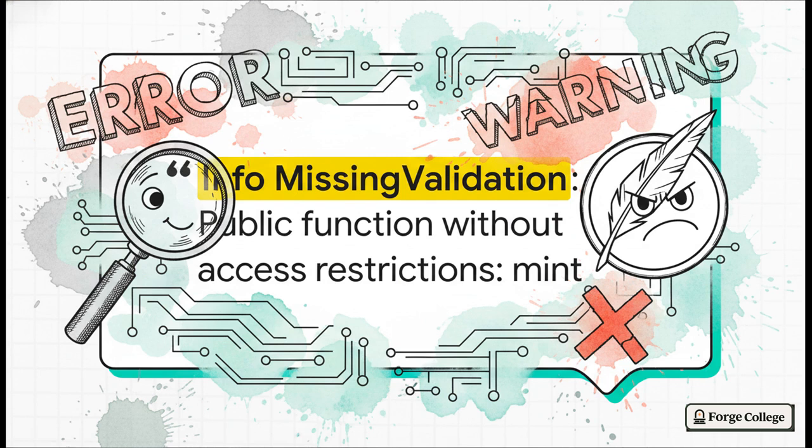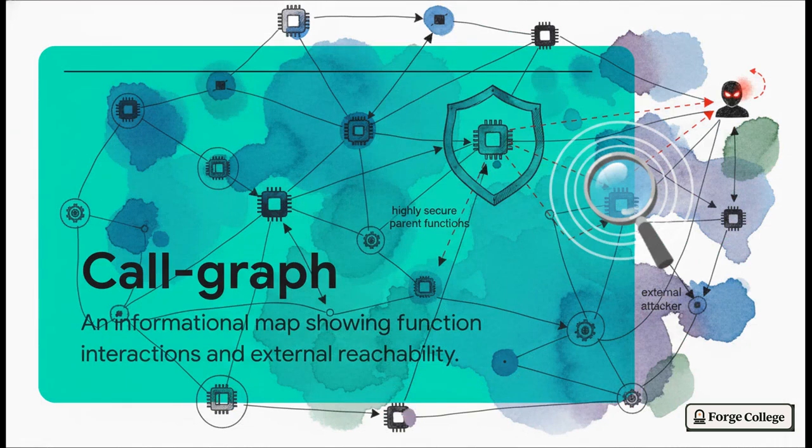So we have to take that line number, go back to our source code, and investigate for ourselves. And this is exactly why we use that second command from our cheat sheet earlier to generate a call graph. A call graph is an informational map. It visually shows you if a function can actually be reached by an external attacker.